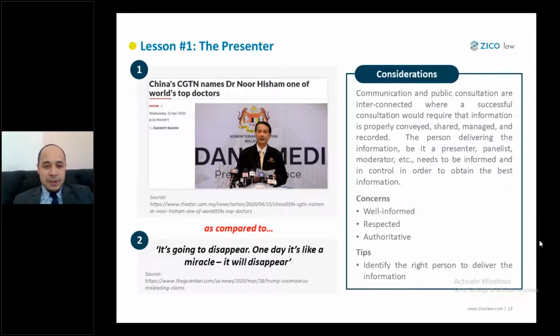Look at the example on the left. I have two. The one on the top left, I think everyone knows him, Dr. Noor Hisham, the DG of Health, every day appearing at 5 o'clock, I think, giving the briefing on the COVID situation in Malaysia, with scientific evidence. He's a doctor. He has practicing background for so many years.